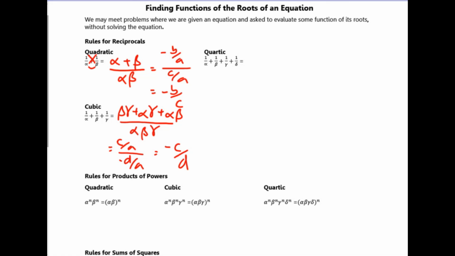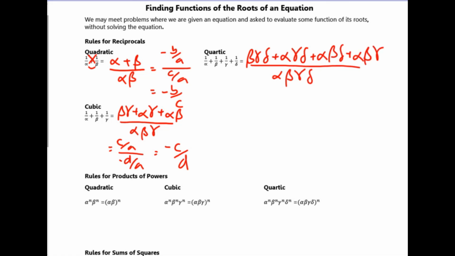We can finally do the same thing for a quartic, so multiplying all of the denominators together using alpha, beta, gamma, delta. The first term would get multiplied by beta, gamma, delta. Second term, everything except beta. Third term, everything except gamma. And last term, everything except delta. On the top here, you've got the sum of the product triples, which is equal to minus d over a. On the bottom there, you've got the product of the roots of a quartic, which is equal to e over a. And we can cancel the a to give minus d over e.